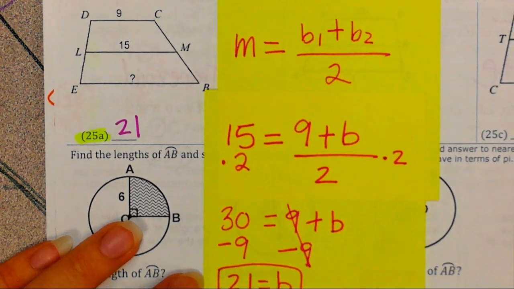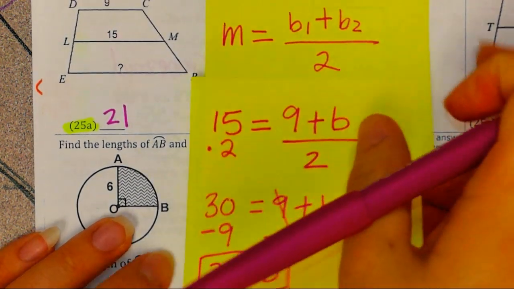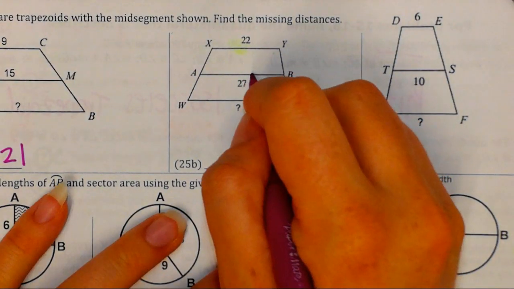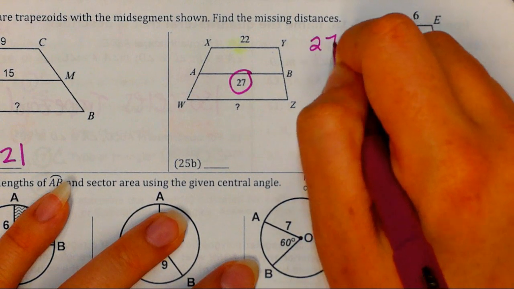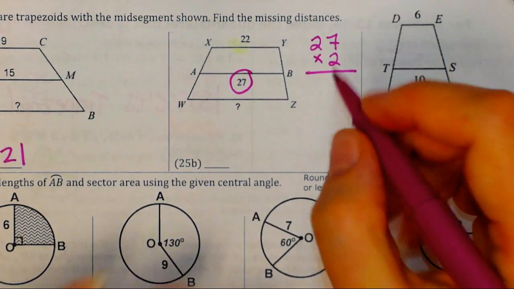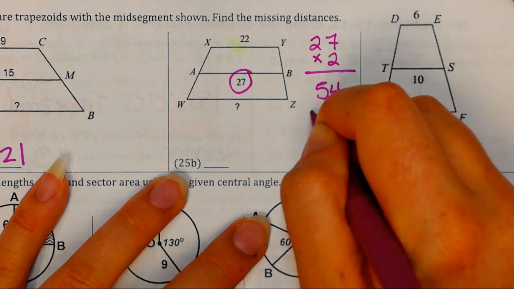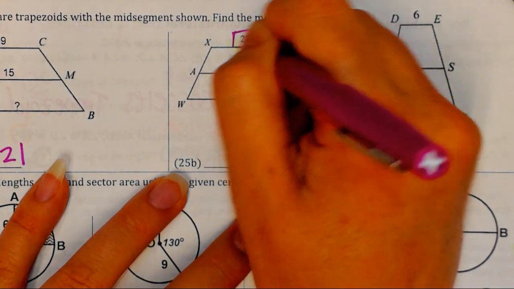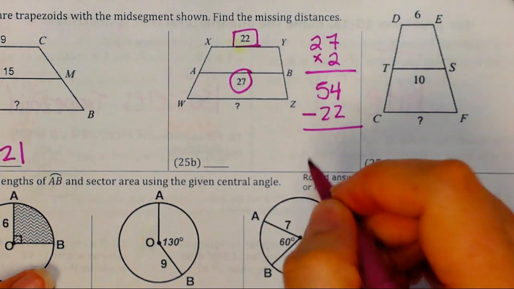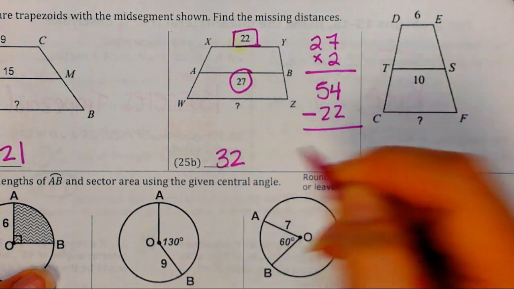So in general, whenever you're solving these kinds of problems, it's going to be 2 steps. You're going to take your mid-segment and multiply it by 2. And then you're going to subtract from that your base. And that's equal to 32.